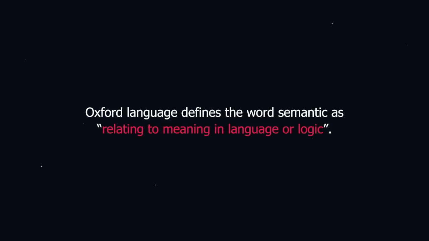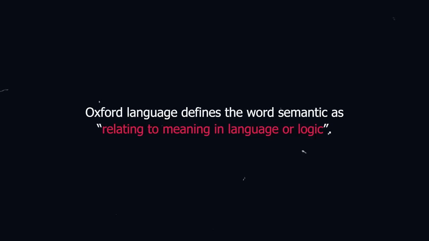Oxford Languages define the word semantic as relating to meaning in language or logic. Most of the HTML elements and tags presented in this course were semantic elements with clear purpose and meaning. You use the P element for paragraphs. You use the UL element for unordered lists. You use the OL element for ordered lists. You use the H1 to H6 elements for titles and headings. When using elements for their intended purposes, you are using them semantically.